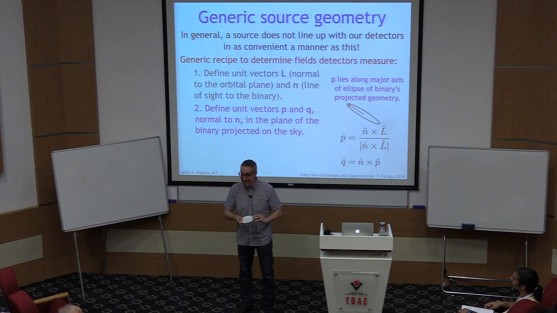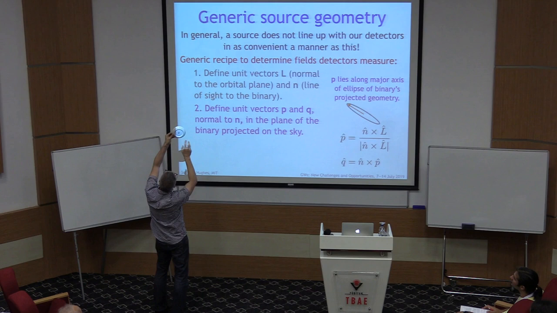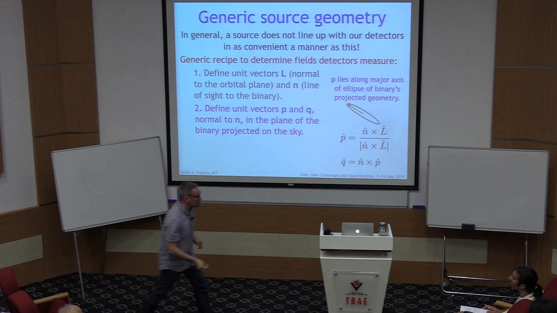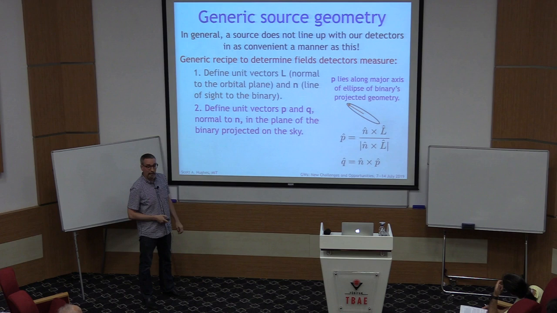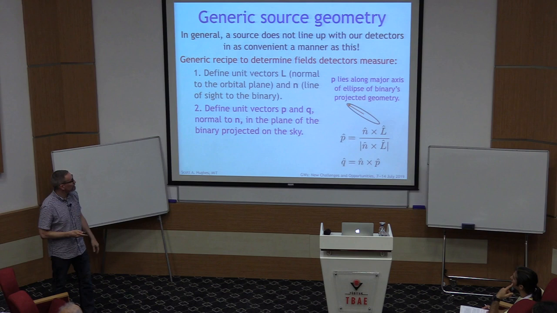If I imagine the binary is on the sky such that L is directly normal to the line of sight, I see a circle. But in general, I'm going to see it tilted in some way. It's going to have some kind of an orientation like this. And projected onto the sky, what I'm going to see is an ellipse. So I'm going to define the vector P to be along the major axis of that ellipse. And then I will define Q to be something that's orthogonal to both N and P. So I've defined this quartet of unit vectors.